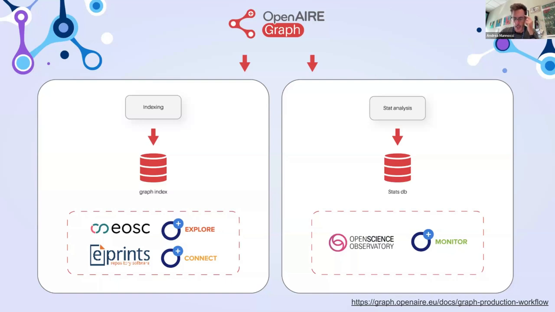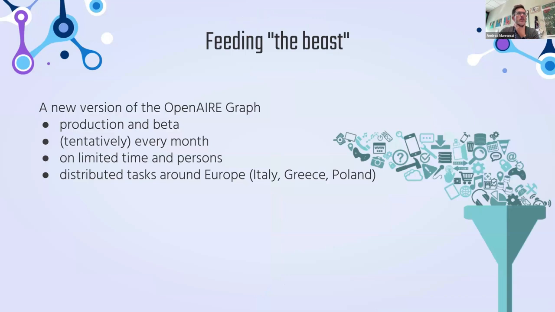Explore is the web portal and Connect is the dashboard for communities, and once the graph is finalized, it also feeds the stats generation that in turn feeds the Monitor and Open Science Observatory services. So we try to do this for production and beta environments tentatively once per month, and we run on limited budget, people and time, and this task is distributed around Europe, so mostly it's three countries involved. Poland is where the data center is, and then our team in Italy and another team in Greece that's mostly responsible for mining.